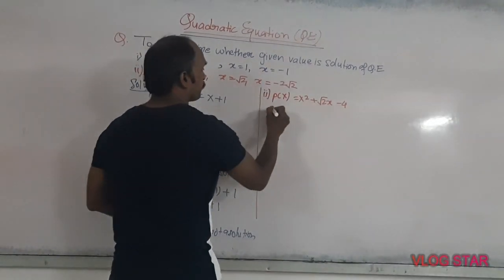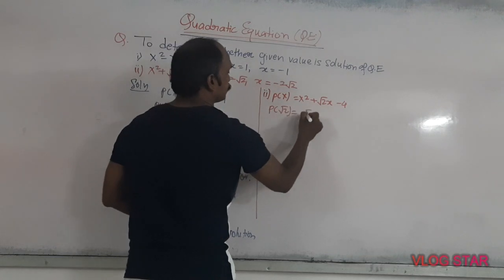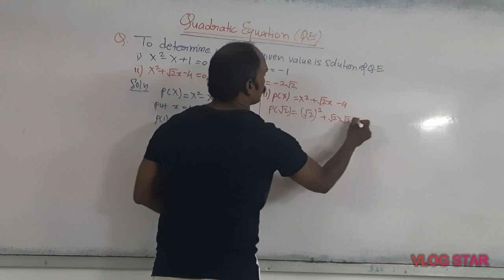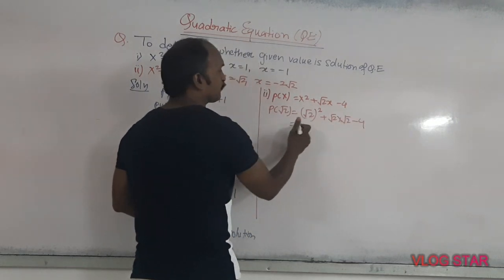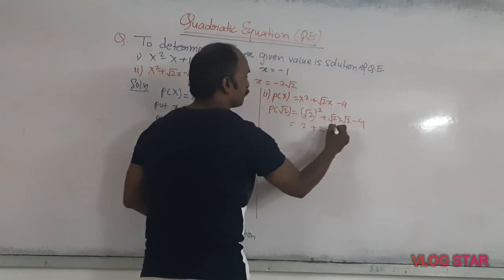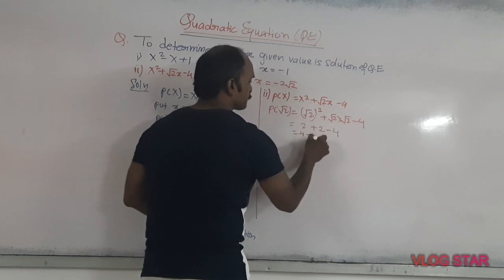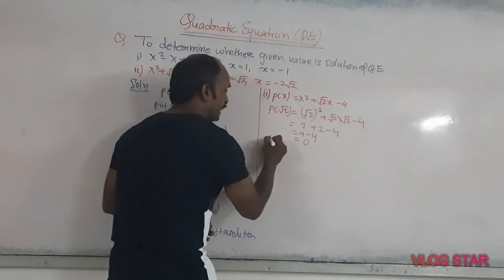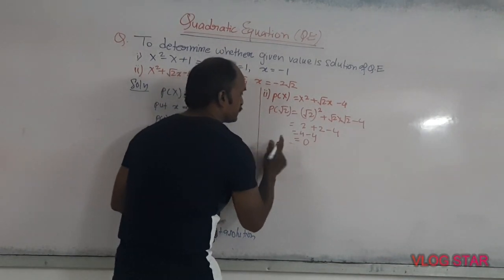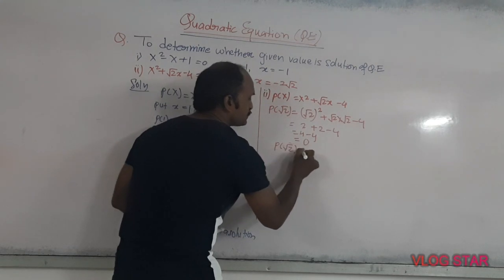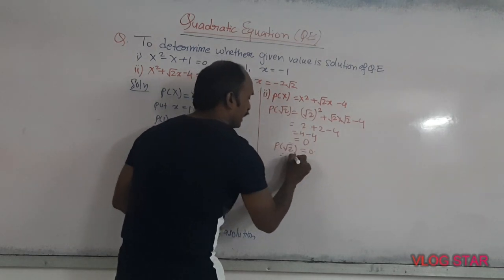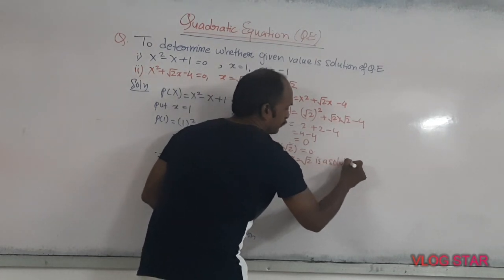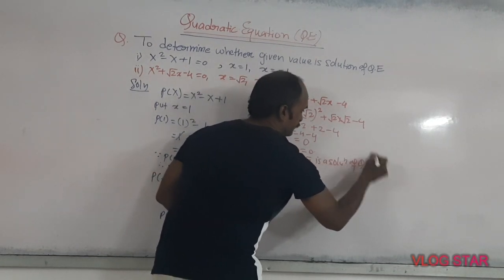So we will get p of root 2 is equal to root 2 square plus root 2 into root 2 minus 4. Square of root 2 is 2. This is 2 minus 4. This is 4 minus 4 is equal to 0. So here what we are getting, that x is equal to root 2, or we can say p of root 2 is equal to 0. Therefore x is equal to root 2 is a solution of the quadratic equation.